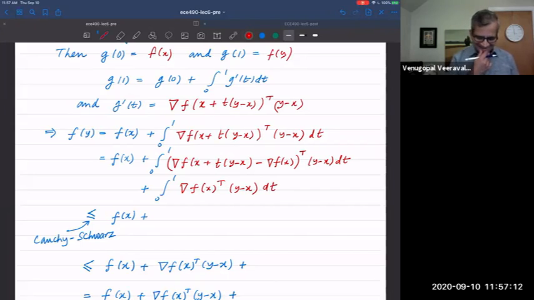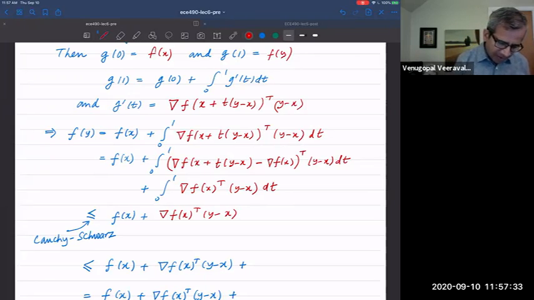Okay, and of course this is not a function of t. This guy is not a function of t. It can be pulled out of the integral. So I'm going to go ahead and pull it out. And the integral of dt is just 1. So this is gradient f(x) transpose (y minus x). And then I'm left with an inner product inside this integral.